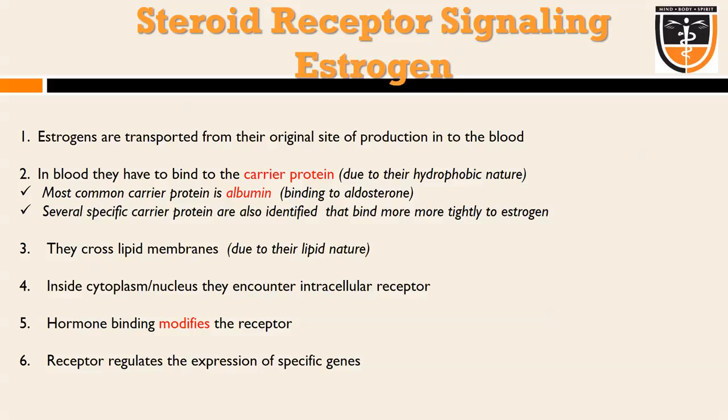When they reach the cells where they need to work, they will detach from albumin and cross the membrane due to their lipid nature. Inside the cytoplasm and nucleus, they will encounter intranuclear or intracytoplasmic receptors, and hormone binding will modify this receptor, and now this receptor and hormone together will affect the activity of the genes.